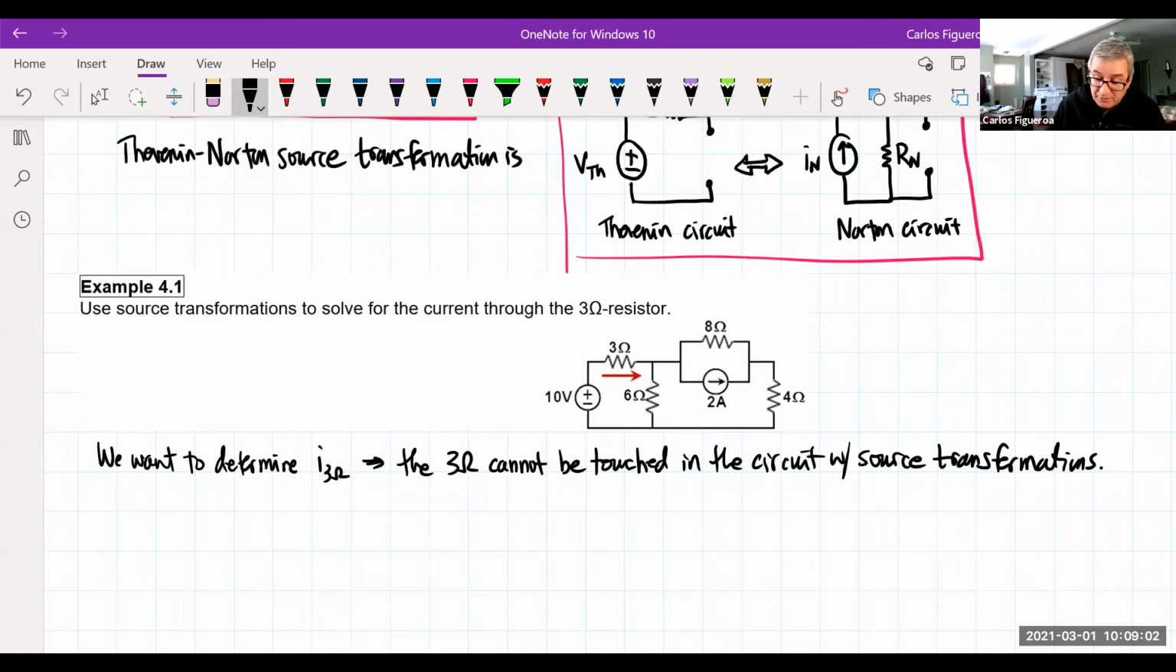So the first thing that I'm going to do here is note that I have a current source. I'm going to focus on this part of the circuit here. If you look at this circuit here, what I'm really going to look at is this one right here.